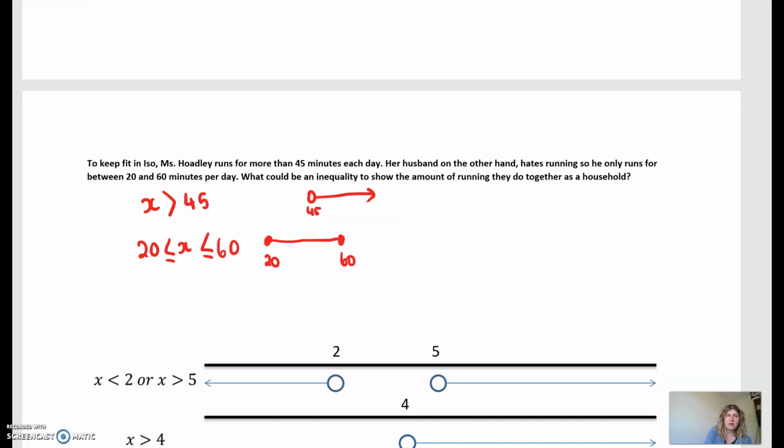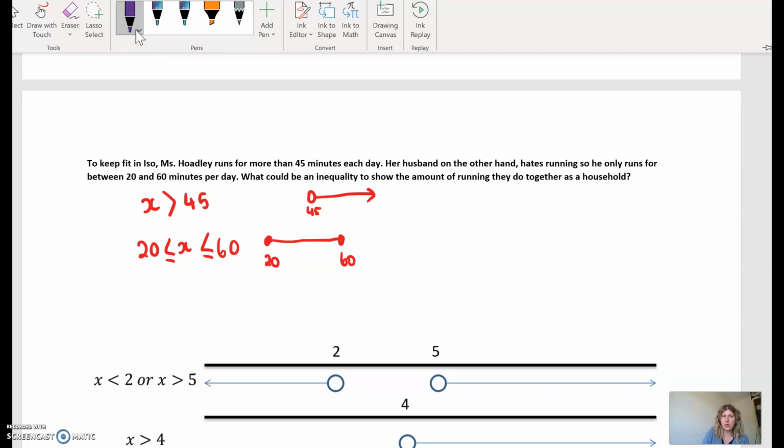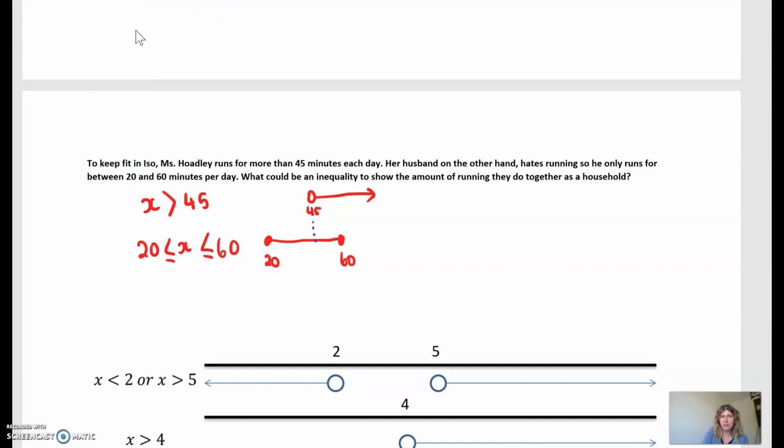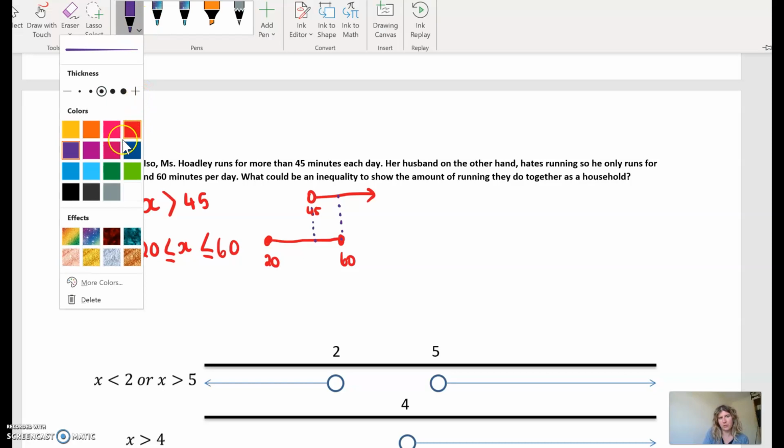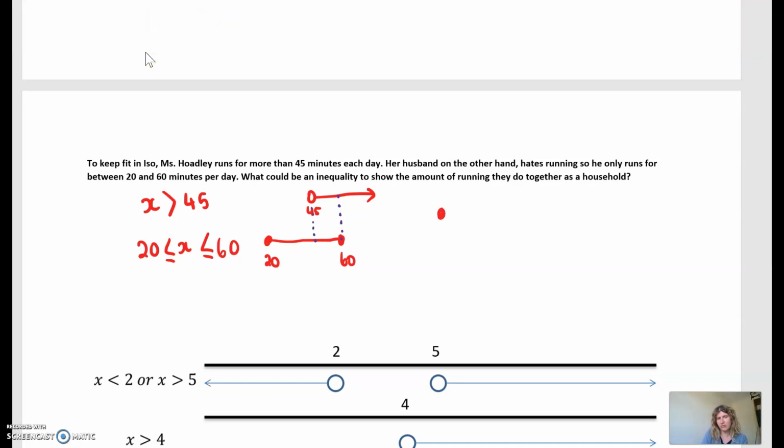Now, if we were trying to represent these together, we're only looking at the parts where we have an overlap. Where we're overlapping our inequalities, which is just this little bit here, that's going to be our solution. Only where there's overlap, and that's really important for what we're going to get to. Now that 45, that's included in his, so we're going to use a closed circle for 45 because he is running for 45 minutes, potentially, although probably not. And that 60 is also included.